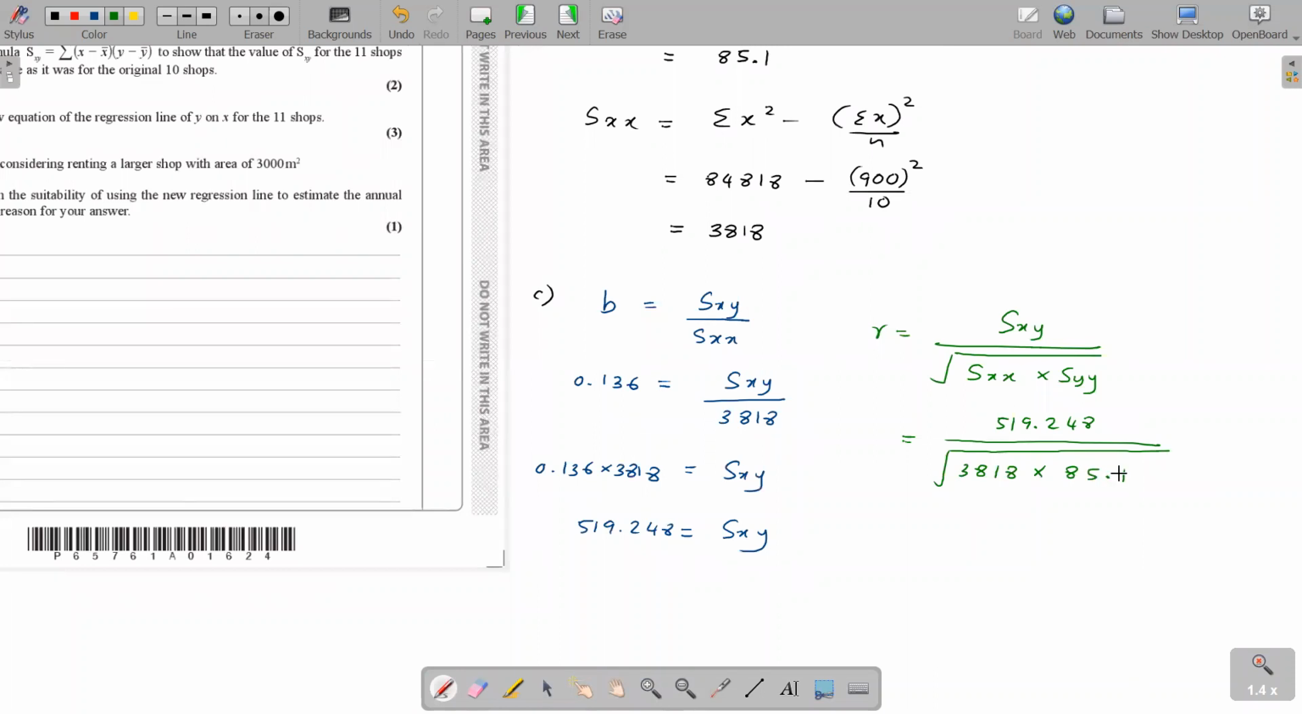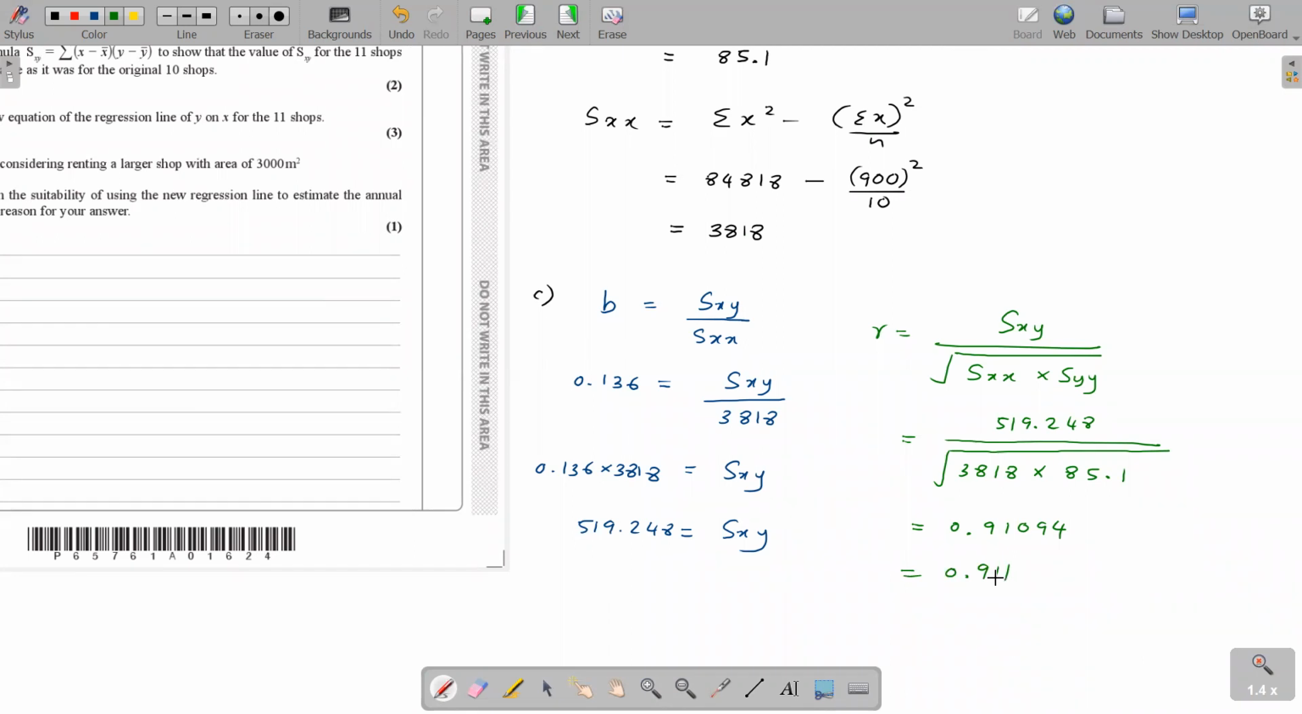Is this okay? Do you agree with the substitutions? Can I have the R value? 0.910944. Okay, so when you give it to 3 SF, 0.911.